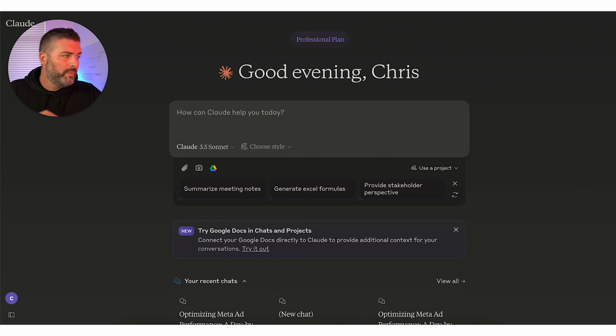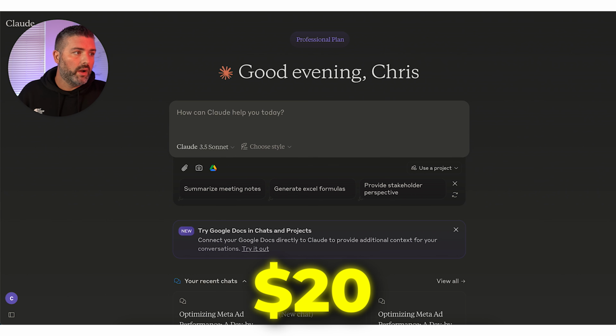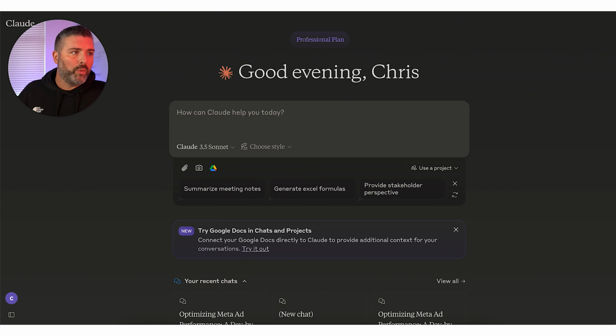Now from here, we're back in Claude. I do want to be super transparent. You're going to have to pay the $20 fee for Claude because the amount of data we are uploading into this AI is too much. You won't be able to upload all of it if you have any level of data like I just uploaded, with 728 rows of ads.